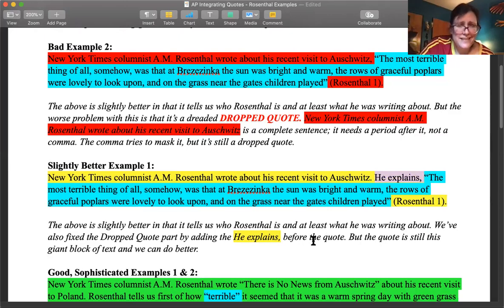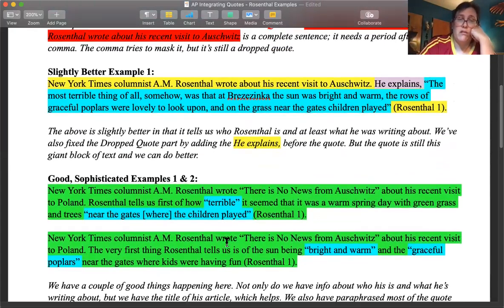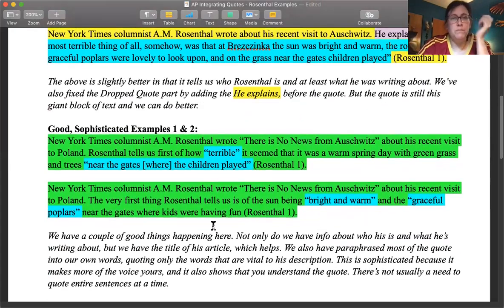It's not great. It's this giant block of text, and we can do better than that. So now I've got two examples that I'm going to show you that are potentially much better. New York Times columnist A.M. Rosenthal wrote, "There is no news from Auschwitz," about his recent visit to Poland.